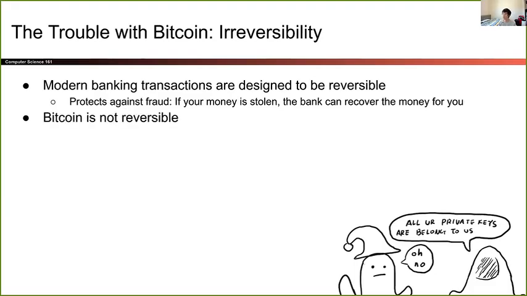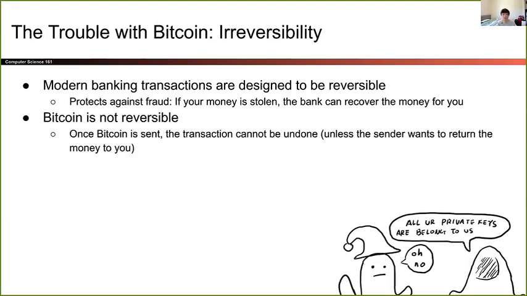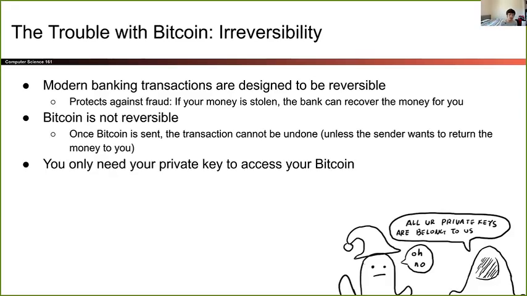With Bitcoin, if you call, I don't know, the inventor of Bitcoin somehow, they'll say, sorry, we can't get your money back. There's no way to do that. Once Bitcoin is sent, the transaction cannot be undone because it will live in the blockchain forever unless they decide to send the money back to you. But if they're stealing money from you, they probably won't do that.